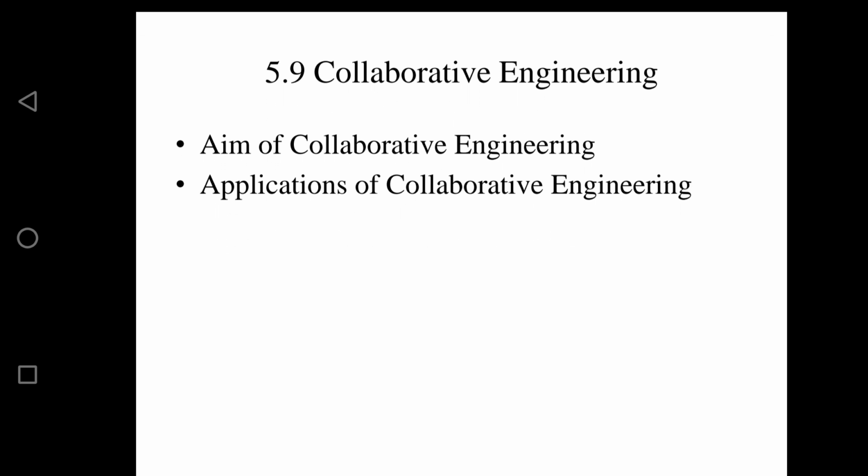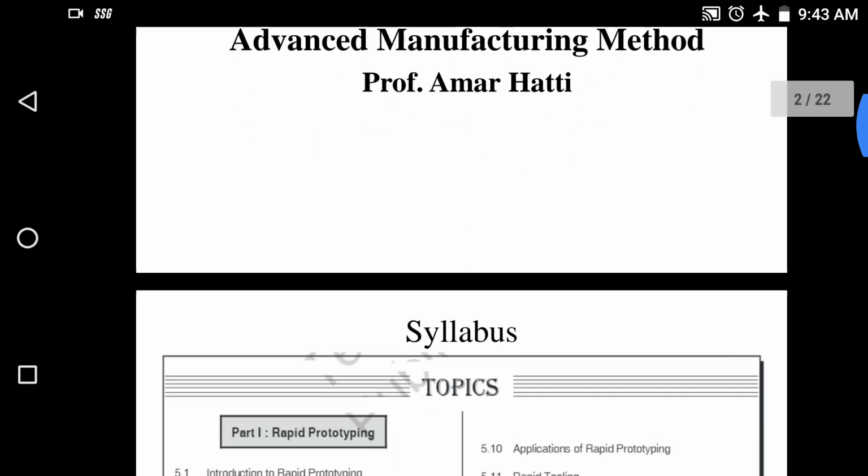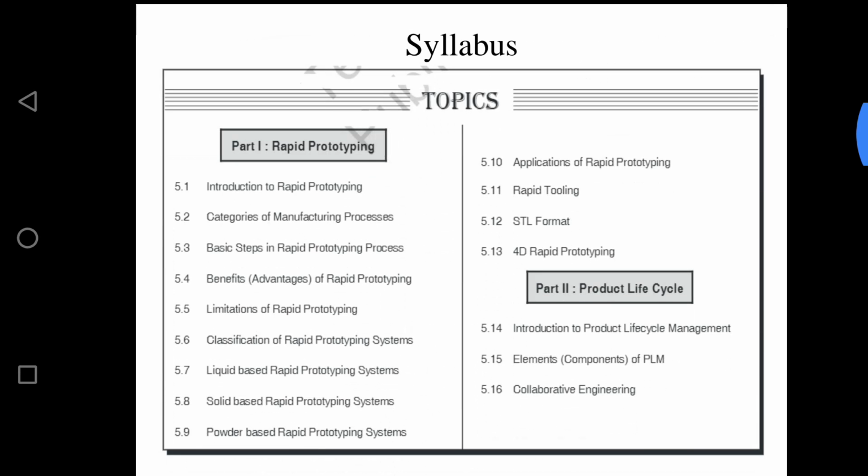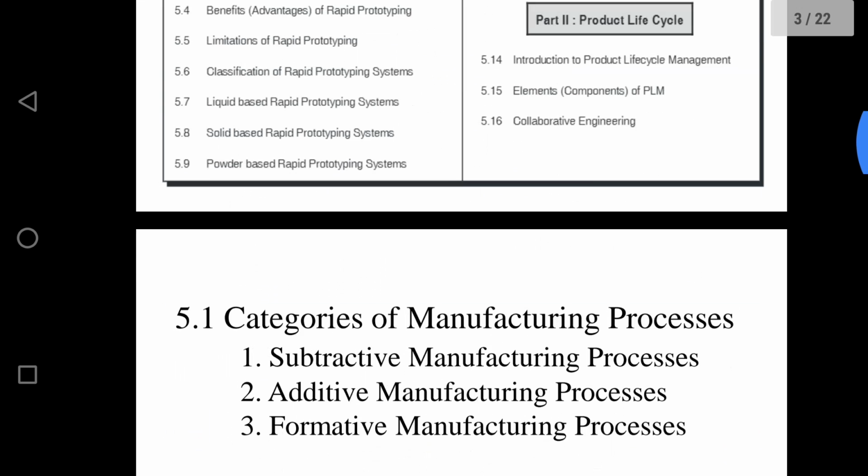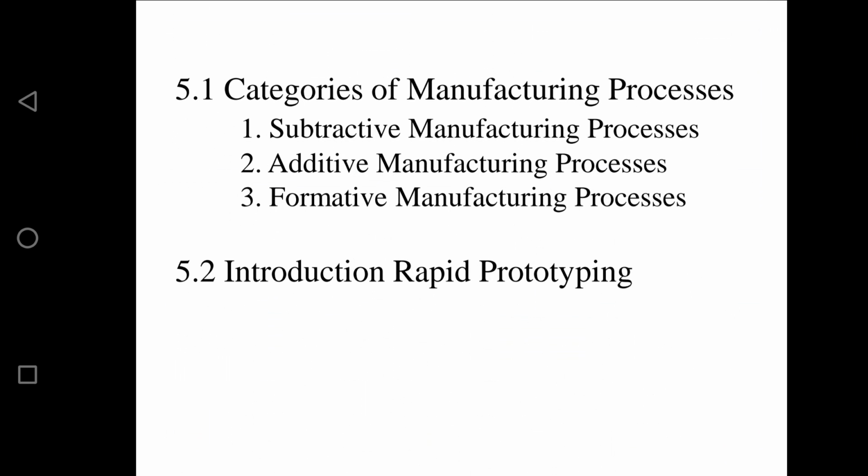So till now we completed your fifth unit. Let's go for just a simple ride. So in the beginning, we came to know what are the syllabus of the fifth unit. In the first thing, we came to know what exactly the categories of the manufacturing process. We have three types of categories: subtractive, additive, and formative manufacturing process. Okay.